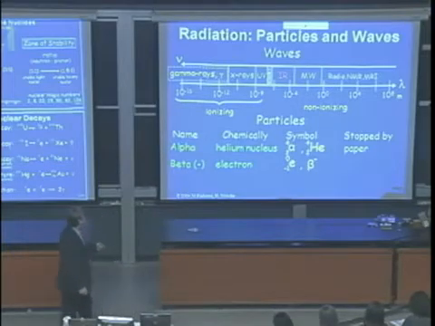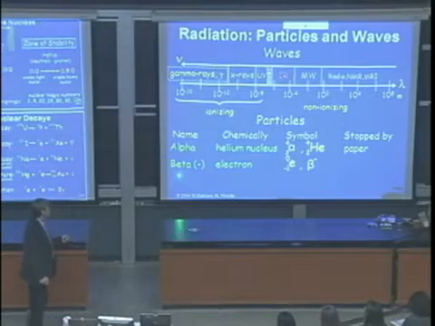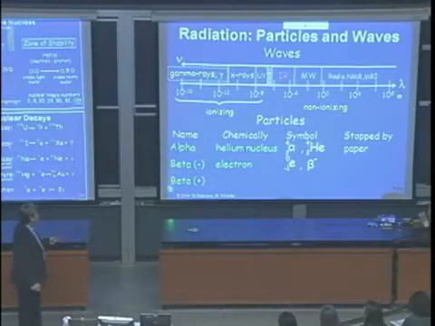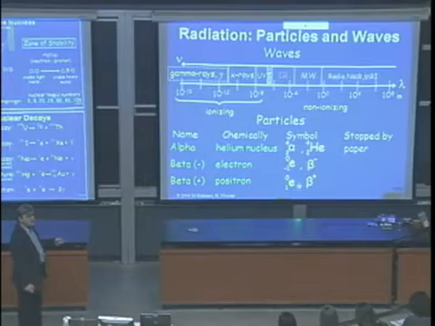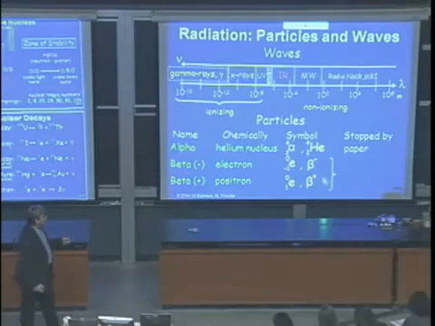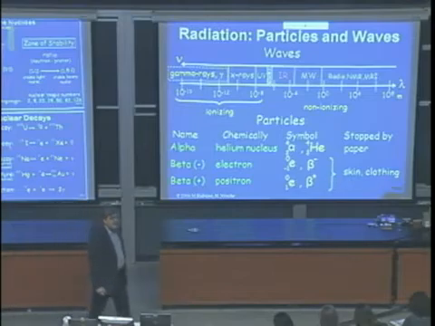Because the other possibility is that the nucleus can spit out a beta plus particle. What would that be? A positive electron would be a positron. Instead of having a charge of -1, it has a charge of +1. Okay? And we call this a beta plus particle. And this can be stopped by skin and clothing.